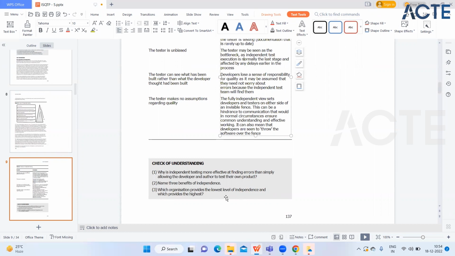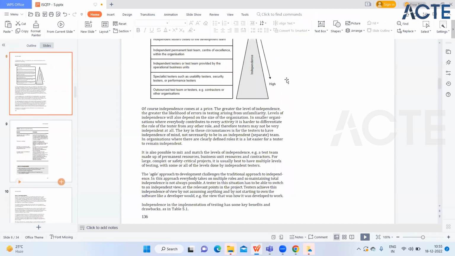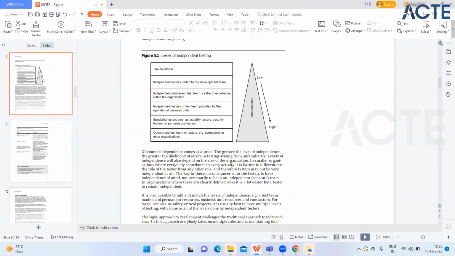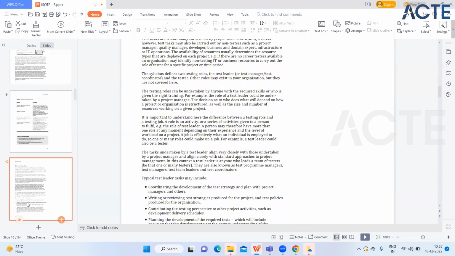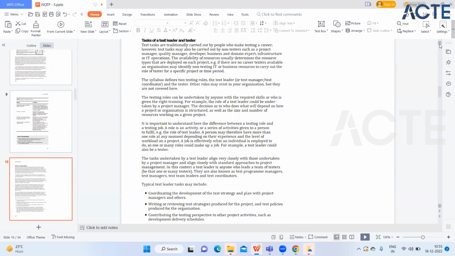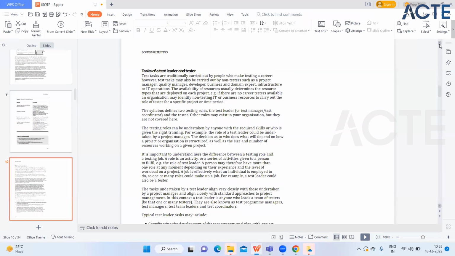So in this diagram, the lowest level of independence is the developer, or we can say who writes the code, and the highest level of independence is having someone outside of the organization, or the outsourced contractors. Just read it again: the developer has the lowest level of independence, and the outsourced test team or testers, for example contractors or other organizations, have the highest level of independence. In this way we have completed this independent testing topic.